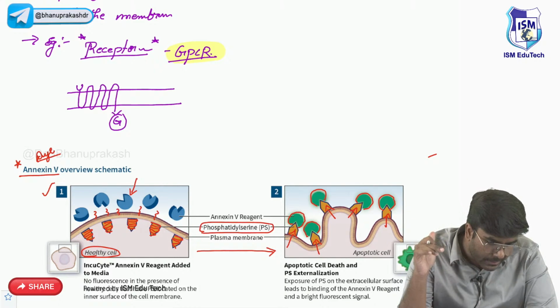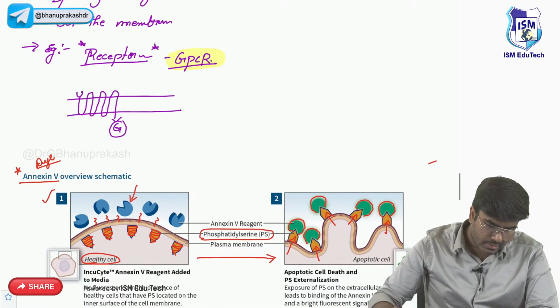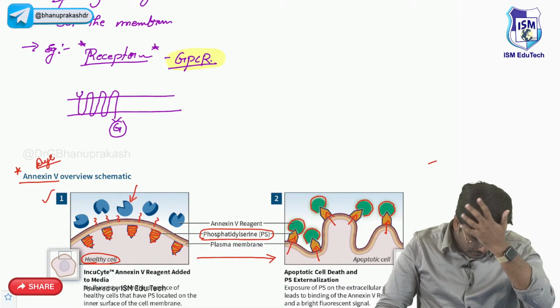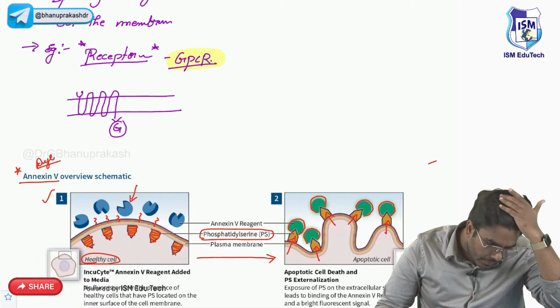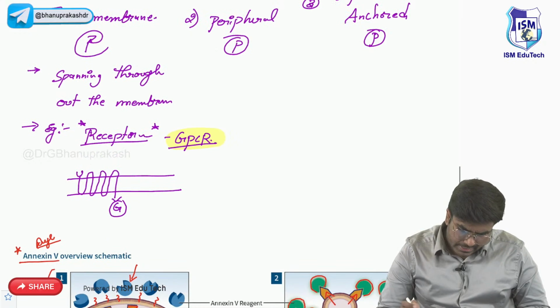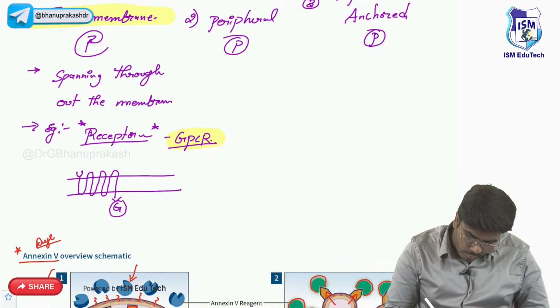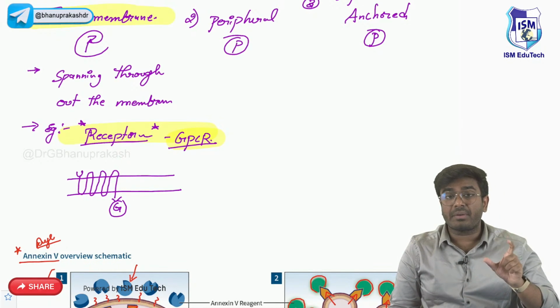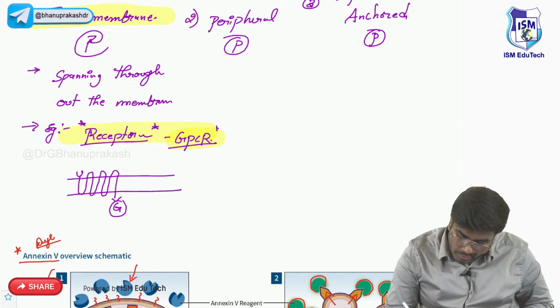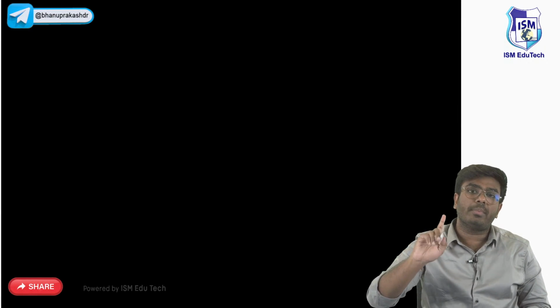Let me repeat it again. What I am discussing here are the transmembrane proteins. The example of a transmembrane protein which I want you to know is the receptors. Which receptor? The G protein coupled receptor. This G protein coupled receptor passes through the entire cell membrane.